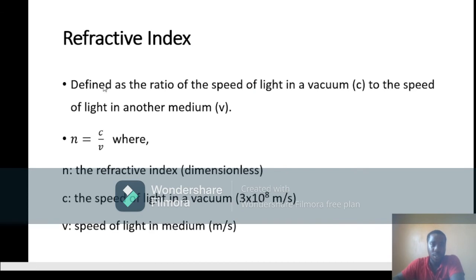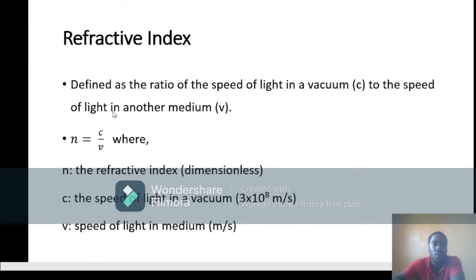So now, when you talk of refractive index, what we are talking about here is the ratio of the speed of light in a vacuum to the speed of light in another medium. So it's just looking at the ratio between the two, because remember I said the speed at which light is traveling in a vacuum is different from the speed at which light is traveling in water. So the refractive index is looking at the difference between those two and giving you a particular value that you are going to work with.